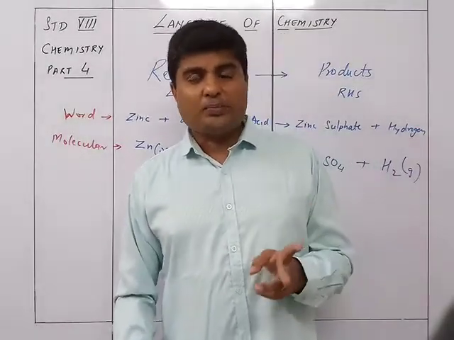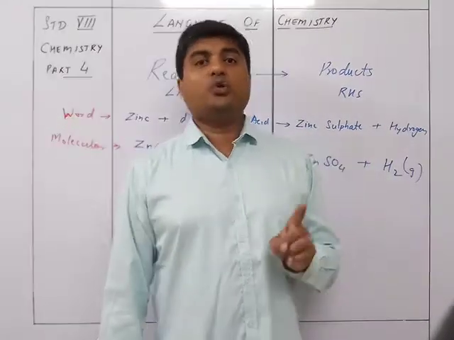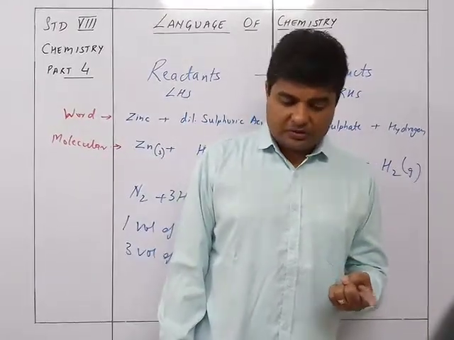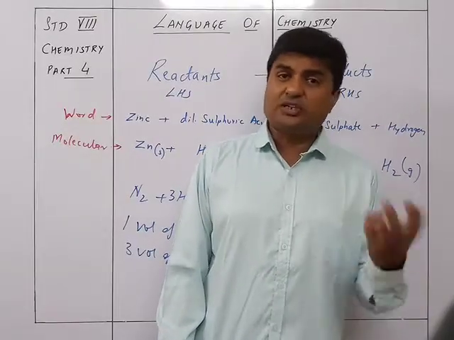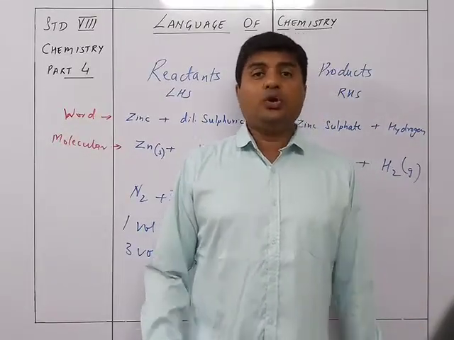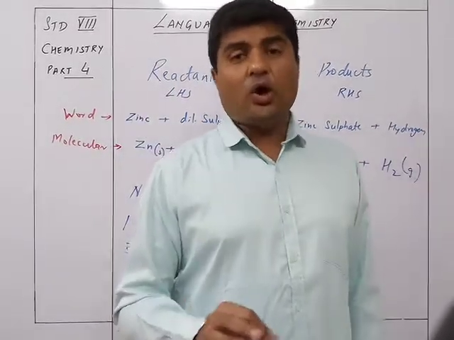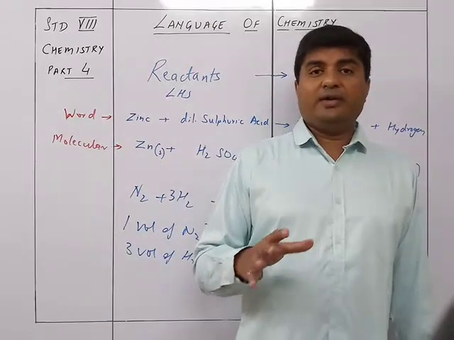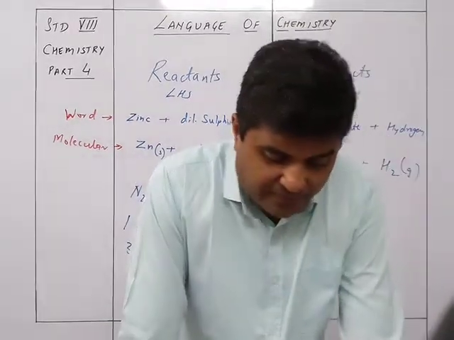So the three most important limitations which are still going to remain are that you don't know the nature of the reaction, the speed of the reaction, and mainly you are not able to know whether the reaction has got completed or it is halfway or it is going to proceed further. So those are the limitations of the chemical equations.